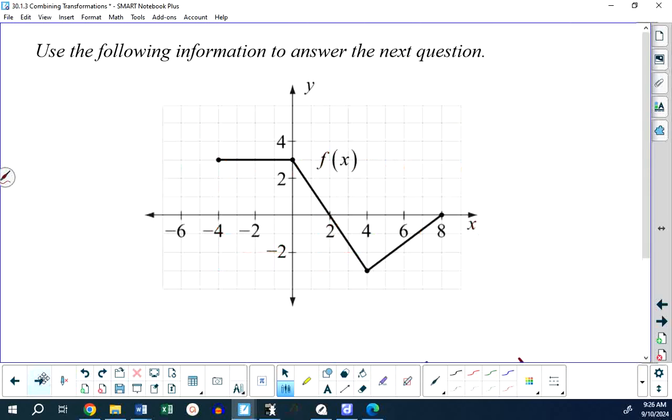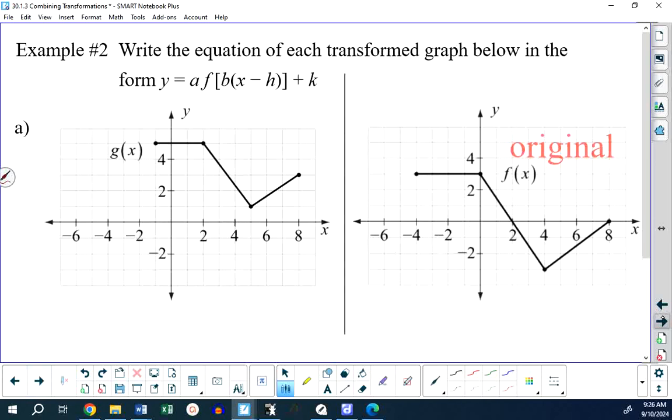All right. Example 2. Use the following information to answer the question. Once again, I've changed this lesson considerably, so can you confirm that this is the function given at the top of that page? Okay. And that's f of x. You're not told it's f of x, but you can see it's labeled as f of x. And what you are asked to do is write the equation for g of x in terms of f of x. And I've just put the original over here on the side. That way I don't flip back and forth.